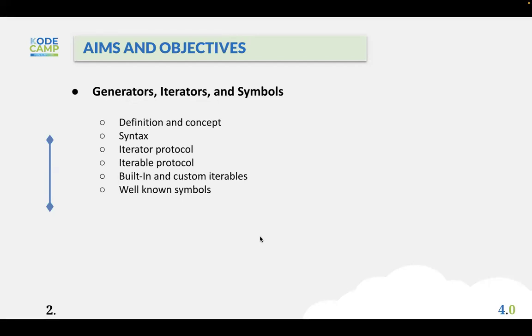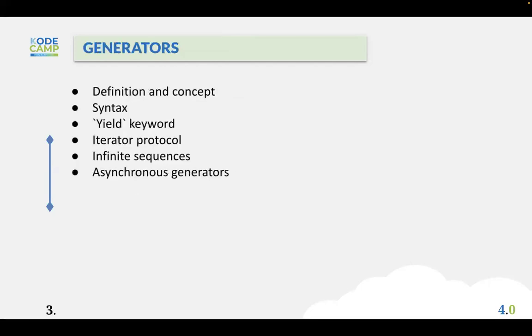First on the list, we have generators. So what actually are generators? Let's look at the definition and concept, followed by the syntax. Then we'll look at the yield keyword. We proceed to the iterator protocol, and then we'll explore infinite sequences with generator functions. And last but not the least, under generators, we look at asynchronous generators.